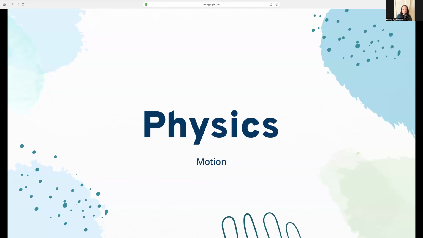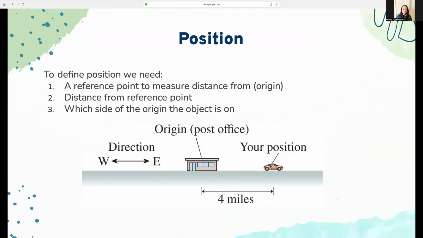Hello. Today we're going to talk about motion. Let's start though with position. So to define the position of an object, we need three things. We need a reference point to measure the distance from. We call this an origin.